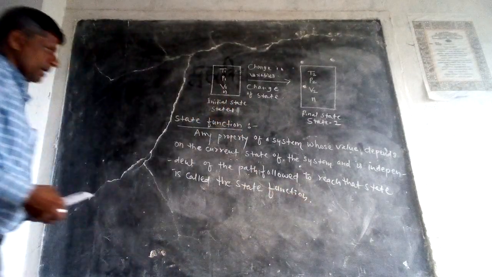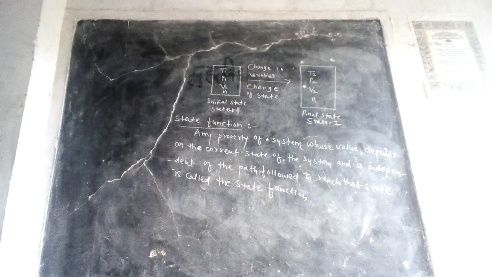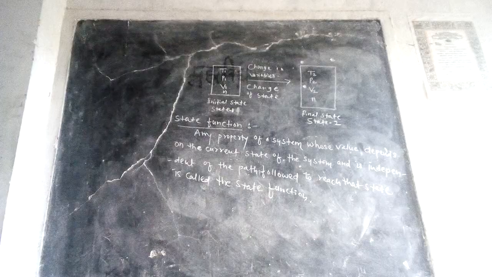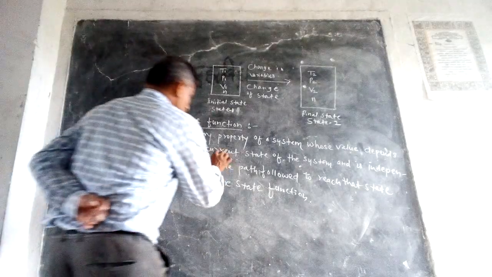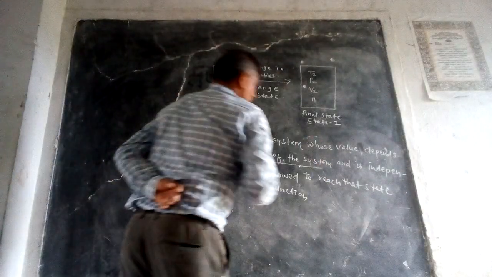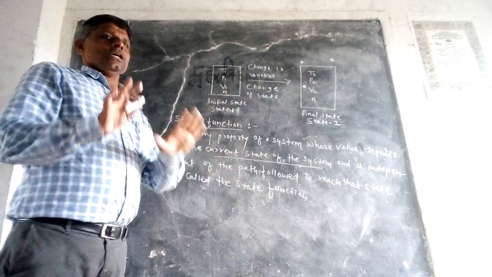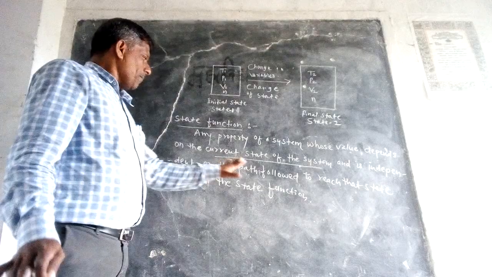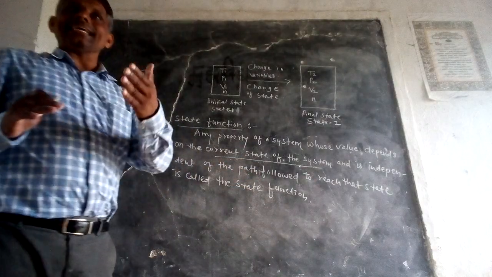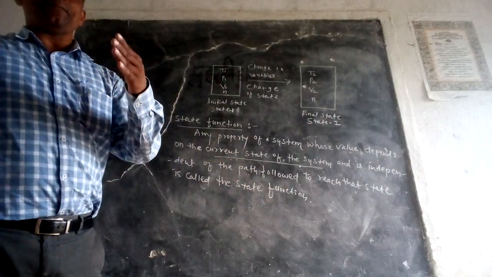From this definition, we can understand that any property of the system whose value depends on the current state of the system, and the value of that property does not depend on the path.